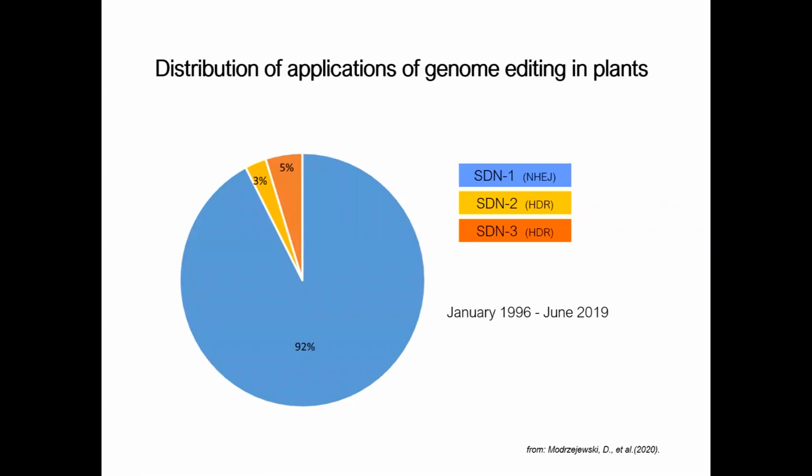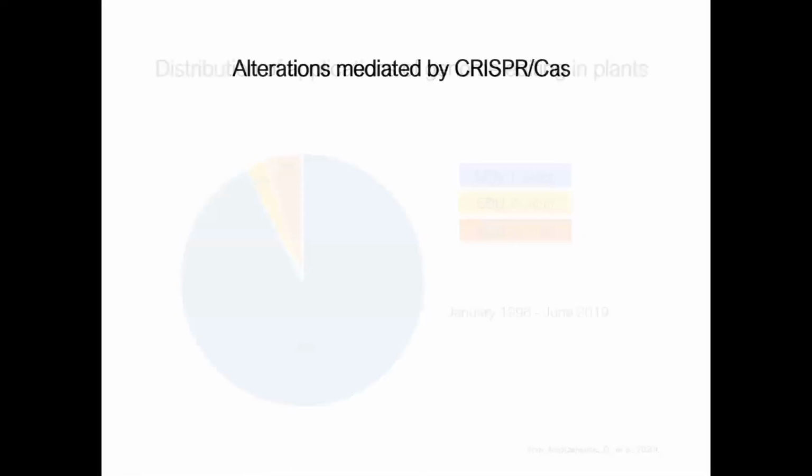If you look at the various SDN applications in plants in the more recent literature, you will notice that mainly SDN1 applications are used. SDN2 and SDN3 applications are only used to a small extent. The explanation for this is that the HDR repair works inefficiently in plants and the repair of DNA double-strand breaks by the NHEJ mechanism predominates.